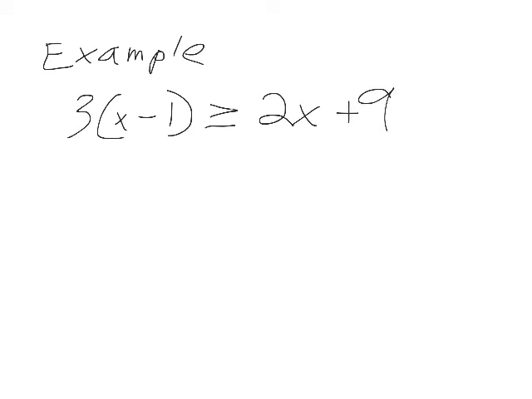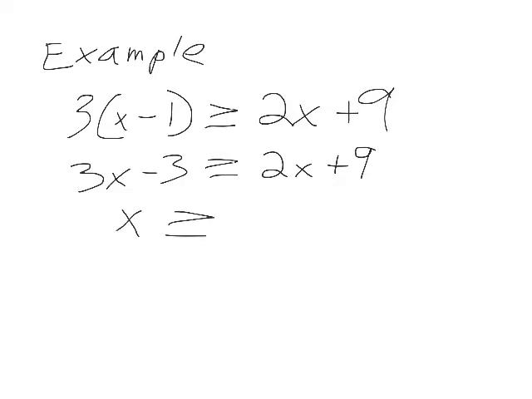So the first thing we want to do, just like we would with an equation, is you want to simplify each side. So I need to do the distributive property here. Okay, I don't have any like terms to combine, so the next step is to try to move the x's to one side and the constants to the other. So if I subtract that 2x from both sides, I get an x over here, and if I add 3 to both sides, that's going to give me a 12 on this side.